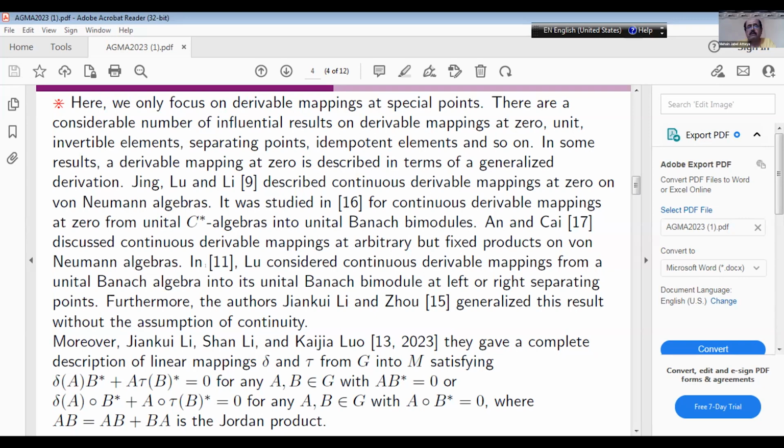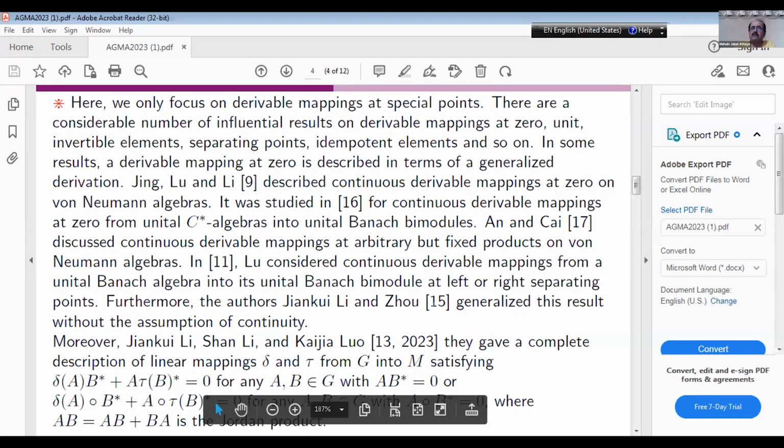In reference 11, Liu considered continuous derivable mappings from a unital Banach algebra into a unital Banach bimodule at left or right separating points. Furthermore, the authors in reference 15 generalized this result without the assumption of continuity. Moreover, Lee and Liu in reference 13 gave a recent result on this subject.